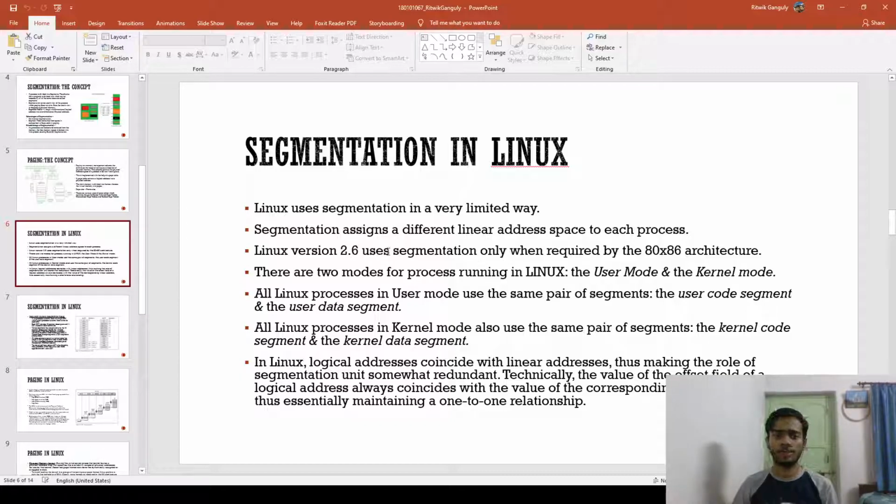So what happens is there are two modes for processes running in Linux: the user mode and the kernel mode. All the processes in the user mode will have two pairs of segments: the user code segment and the user data segment. And in kernel mode also, the kernel code segment and the kernel data segment. User mode is basically all the applications, the processes, etc. And kernel mode is only handled by the OS, which is restricted for usage by external users.